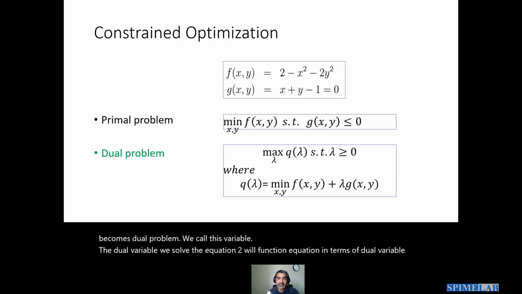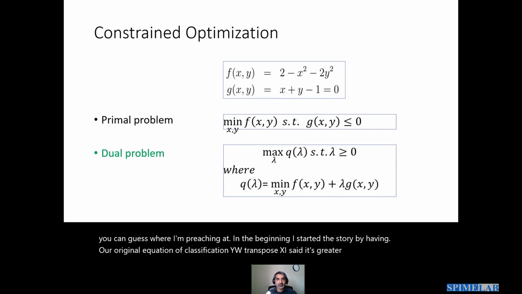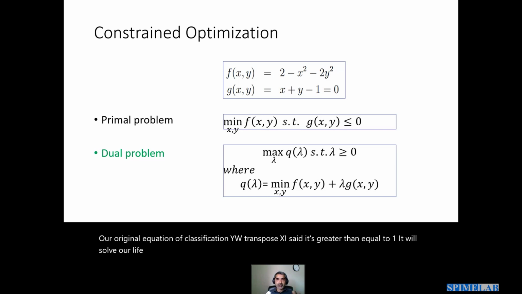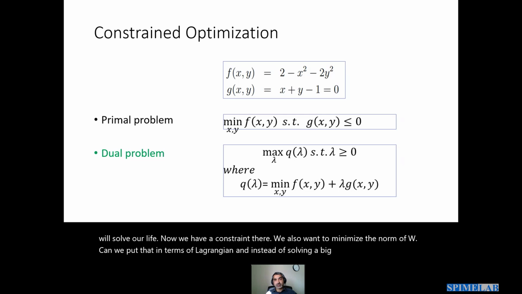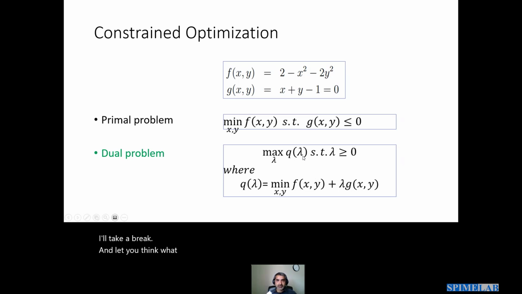And you can guess where I'm preaching at. In the beginning, I started the story with our original classification equation, y w transpose x. I said if it's greater than or equal to 1, it will solve our life. Now we have a constraint there. We also want to minimize the norm of w. Can we put that in terms of Lagrangian? And instead of solving a big problem, we'll be solving a small problem in terms of w only, the norm of w. I'll take a break and let you think about what we are saying here.